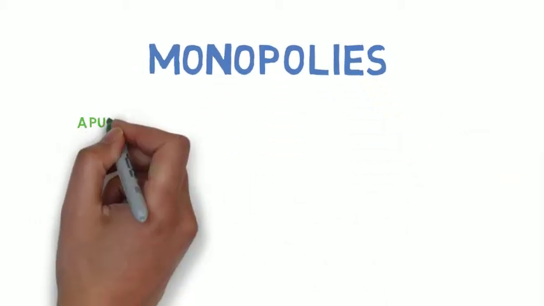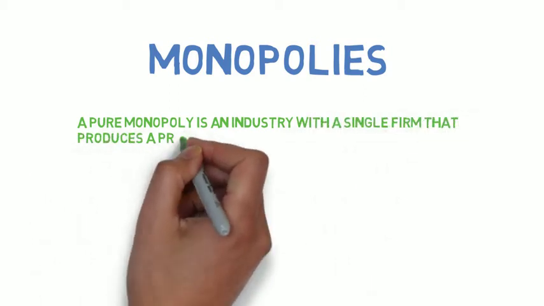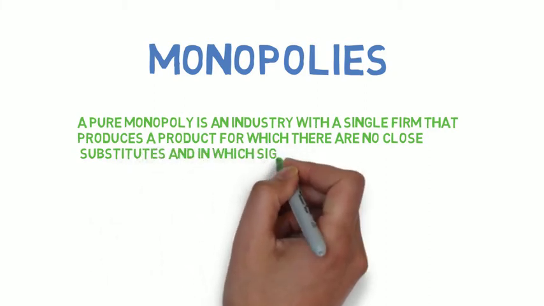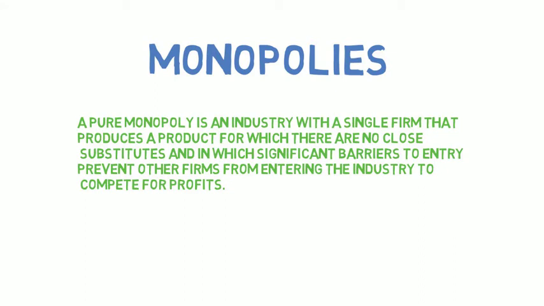Monopolies. A pure monopoly is an industry with a single firm that produces a product for which there are no close substitutes, and in which significant barriers to entry prevent other firms from entering the industry to compete for profits.